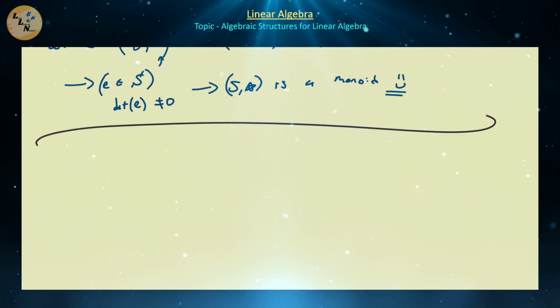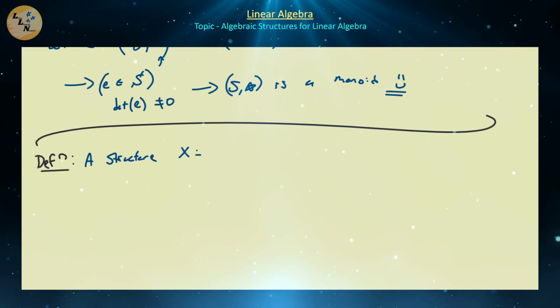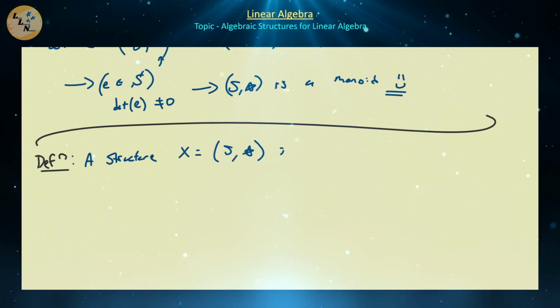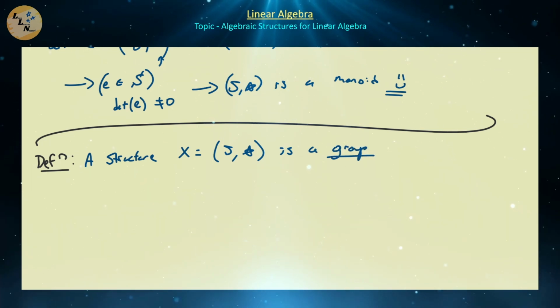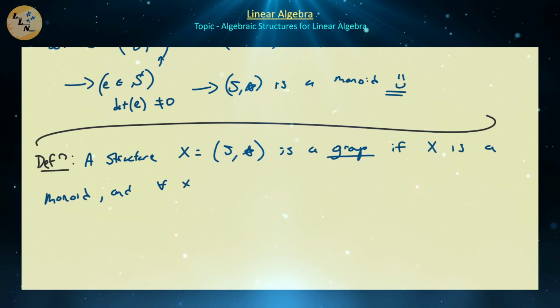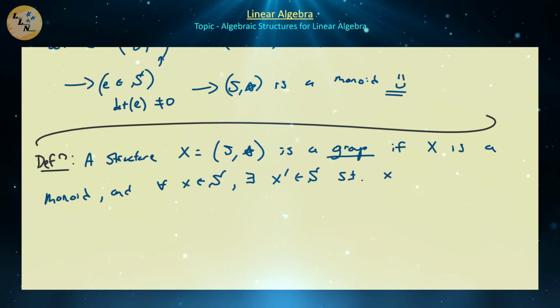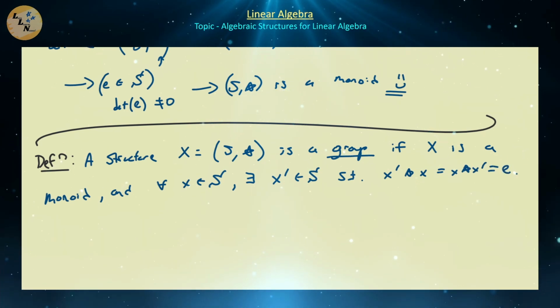Now let's consider the next structure in the sequence. Is there something better than a monoid? Indeed, yes. A structure, again, a set S coupled with a binary operation star, is what we call a group if, first off, it is a, take a guess, monoid, and for all X in that set S, there exists another element, it could be the same element, X prime in S, such that X prime star X and X star X prime are both equal to the identity element E that we mentioned in property 3 for monoids. So if star is addition, for example, that would be the additive inverse. If it's multiplication, that would be the multiplicative inverse.